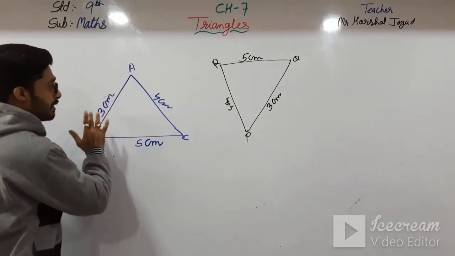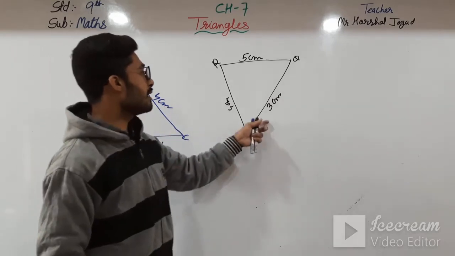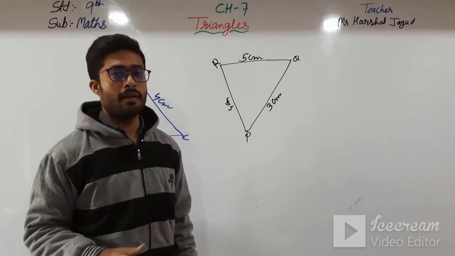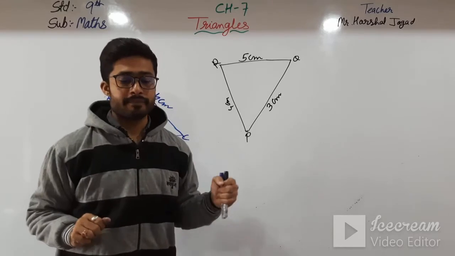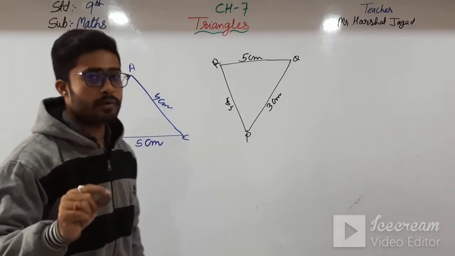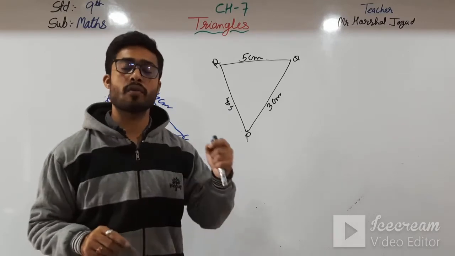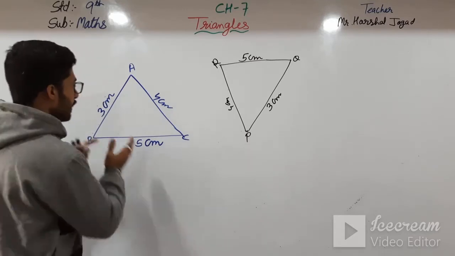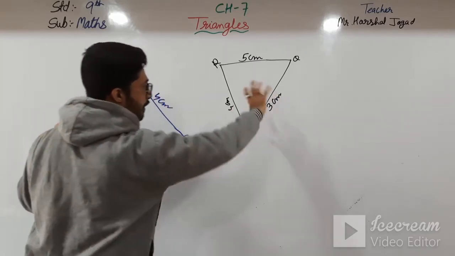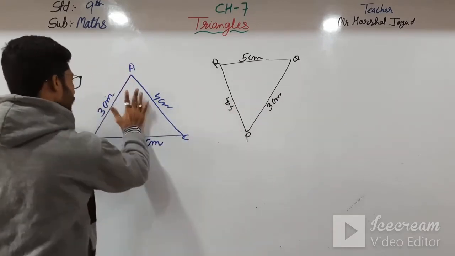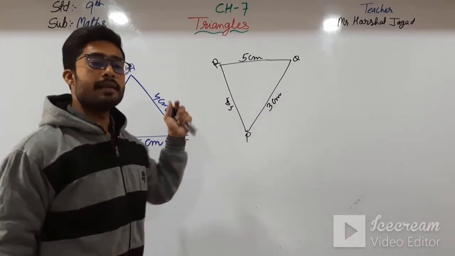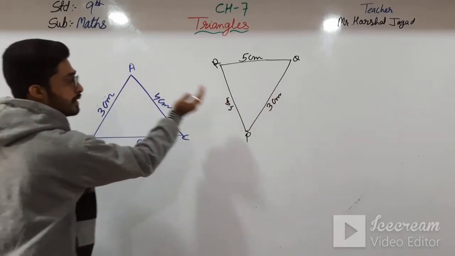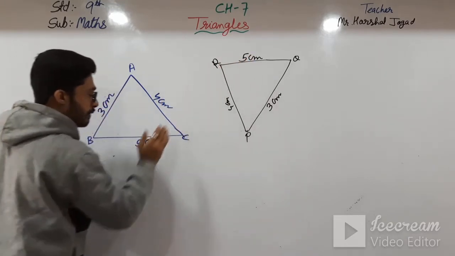Here the sides are the same: 3 centimeters, 4 centimeters, 5 centimeters, and 3 centimeters, 4 centimeters, 5 centimeters. You can see the three sides of both triangles are equal. Then are the triangles congruent or not? Yes, they are congruent. But there is one condition: if here it is 3 centimeters and there 3 centimeters, you have to just reverse this triangle and put it over here, then the triangles will be the same. Why? Because this side should be over this side, and so on for each side.